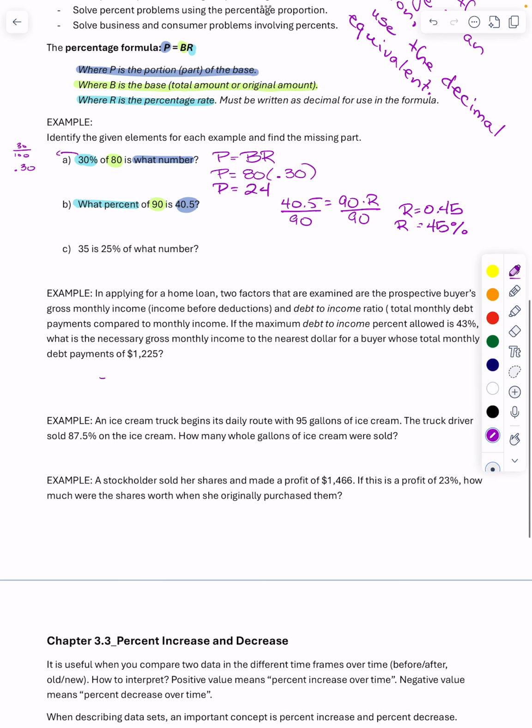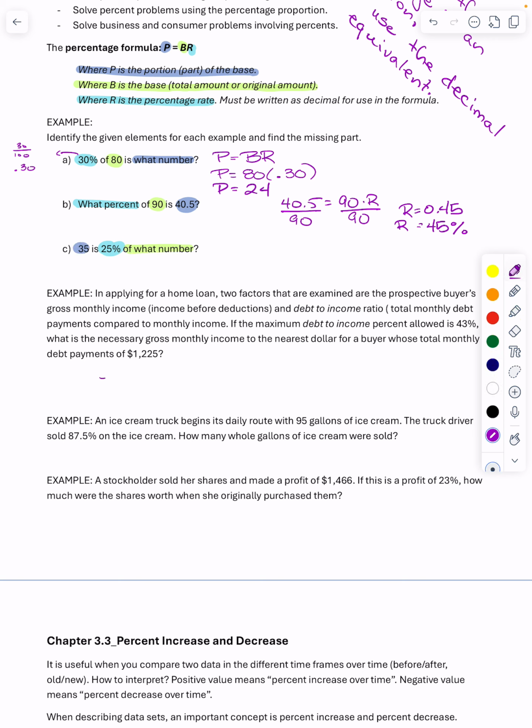35 is 25% of what number? So we're going to start with the easy part, 25%. We know that's our percent. It's got the percent symbol attached to it. So 35 here is the part, because it's asking for 25% of what number? That's going to be our total.